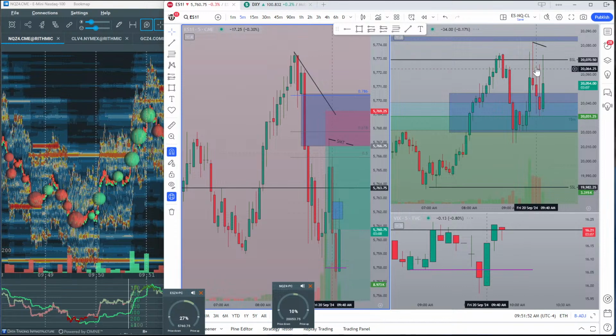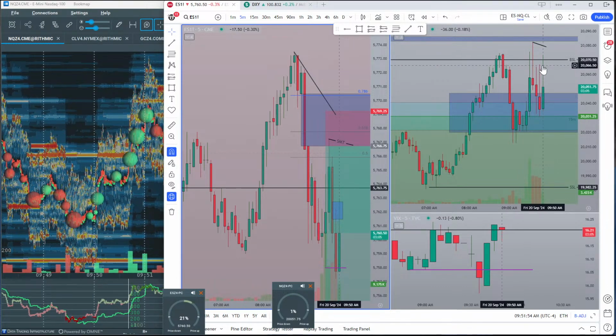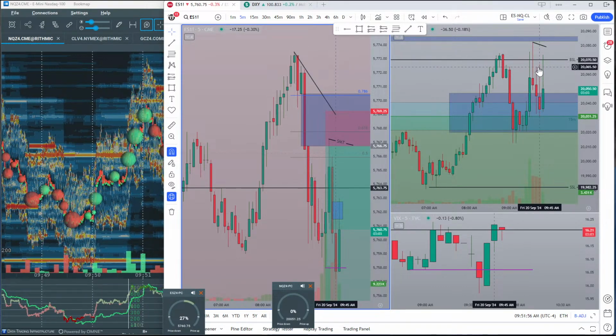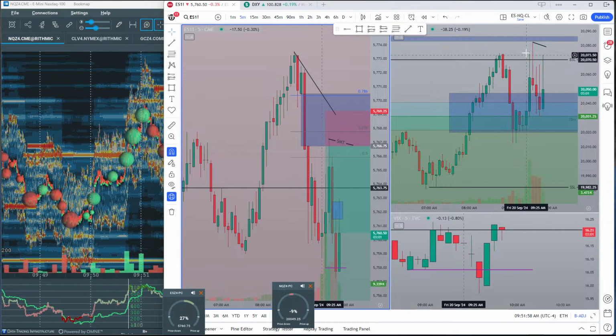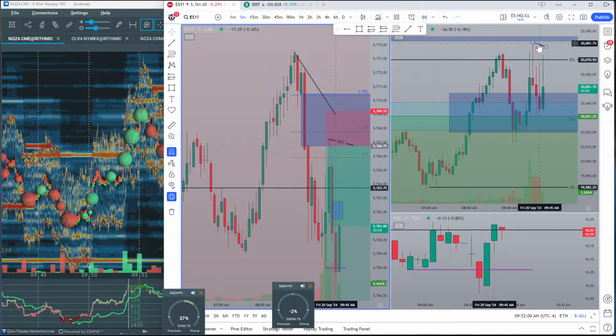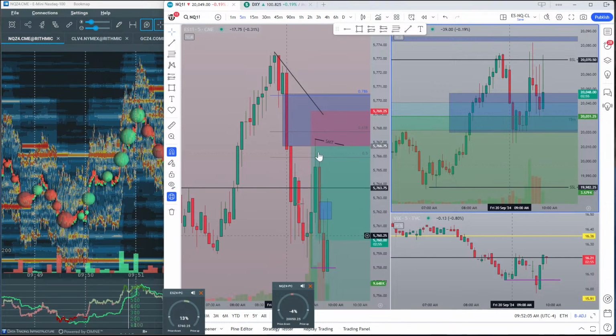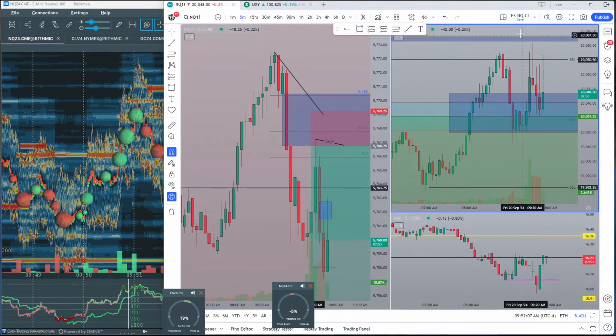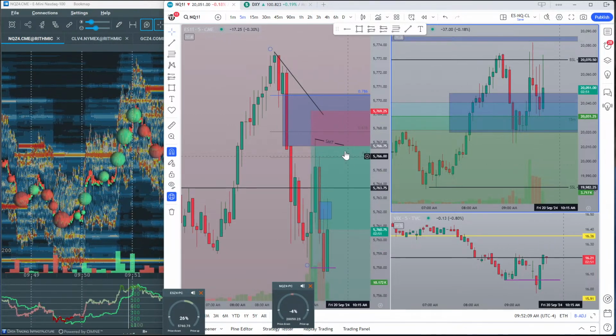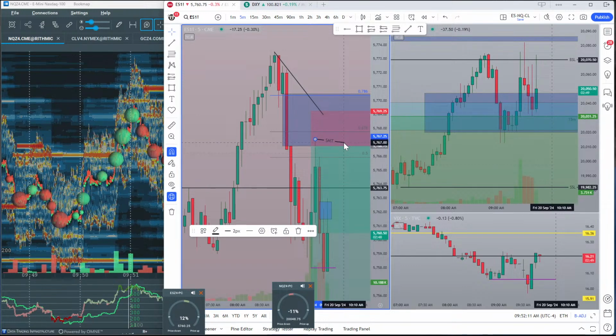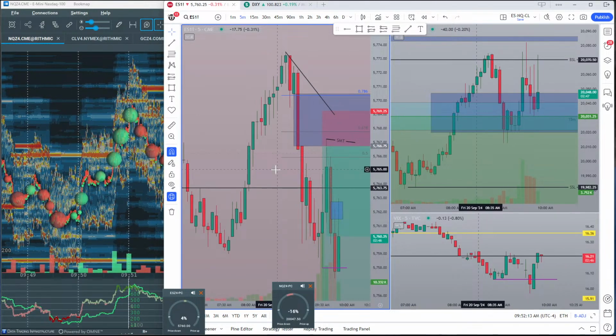Did we create divergence again? A little bit. Nothing crazy. Not really. No, we didn't. That's what I'm saying. We'll wait. I'd rather get a bigger divergence. I'd rather Nasdaq make like a new high of the day while ES is still failing. That's what I want to see.